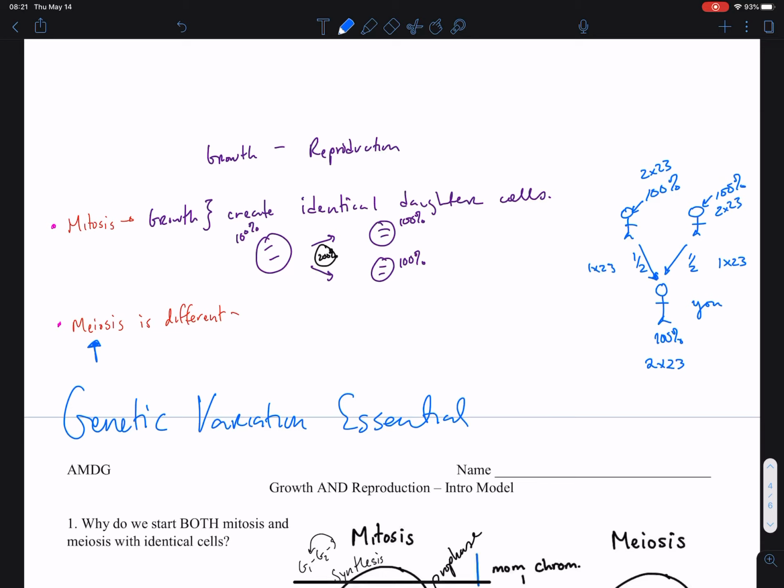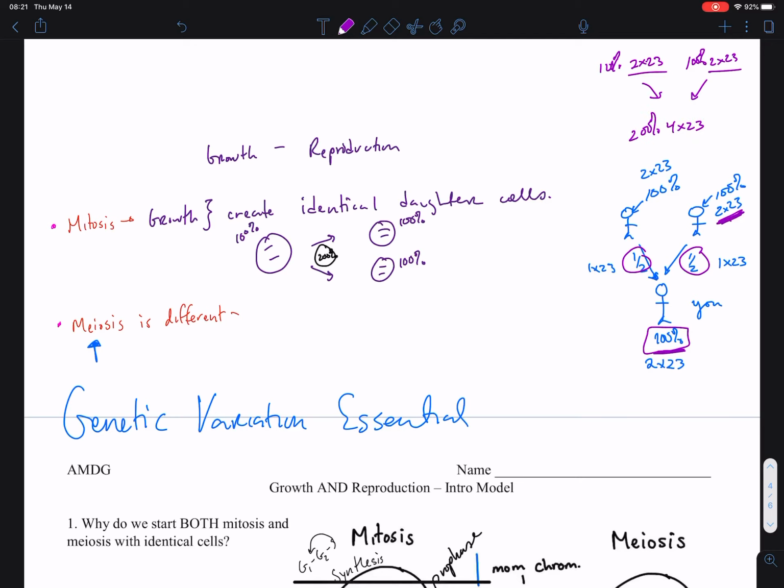So the question is, what process is it that's going to increase this genetic variation and get us from mom's 100%, get us exactly 50% of that, so that then when you combine mom's 50% and dad's 50%, now you're at 100%. If we did it a different way, if mom started with 2 times 23 and dad started with 2 times 23, they have 100% of their DNA, and they give all of that to you. What are you looking at? Well, now you're looking at 4 sets of 23.